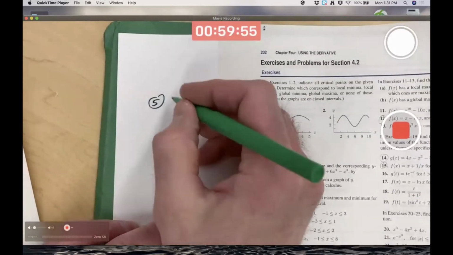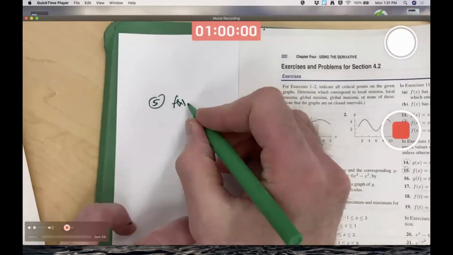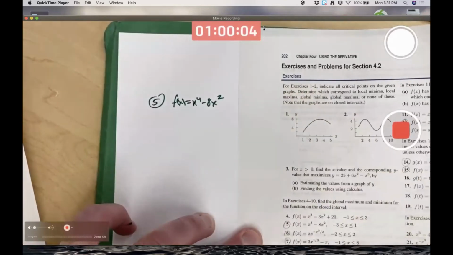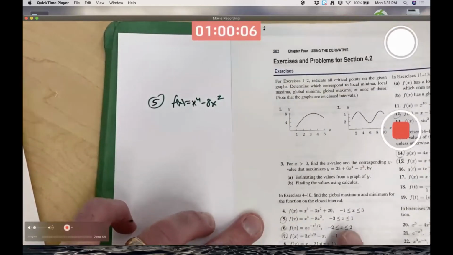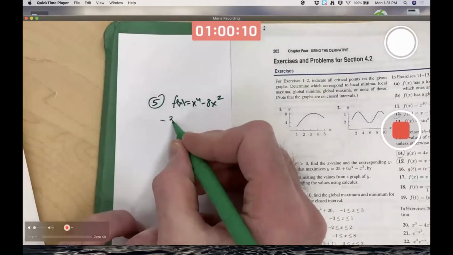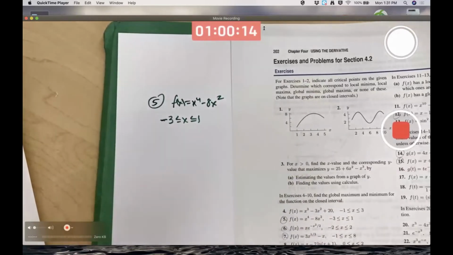F of X is X to the 4th minus 8X squared. But don't just look at the function, look at the interval. The interval is the closed interval from -3 to 1. I'm not considering any other X's. Why, you might ask? Well, it does come up in some practical applications that sometimes you have to restrict the domain.